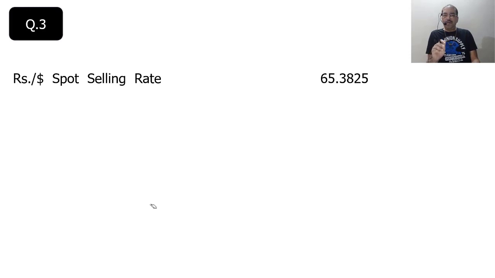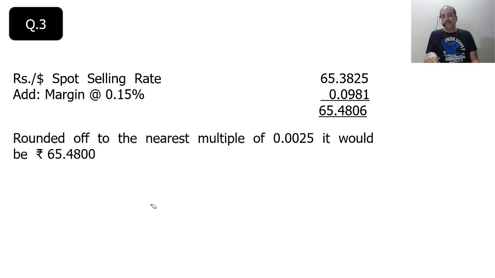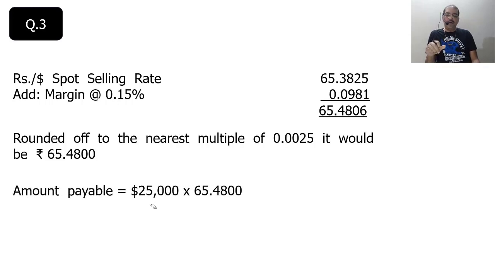Bank is selling, customer is buying. Customer will buy at that rate plus exchange margin. So add the exchange margin, 0.15%. Round it off to the nearest multiple. Nearest multiple is 4800. Amount payable: $25,000 into 65.4800. That comes to 16 lakh 37,000. Okay.